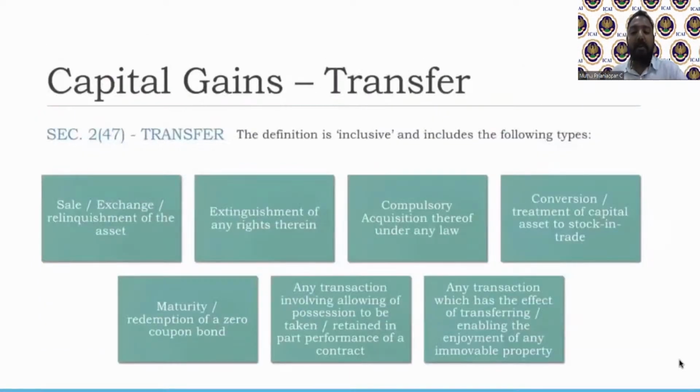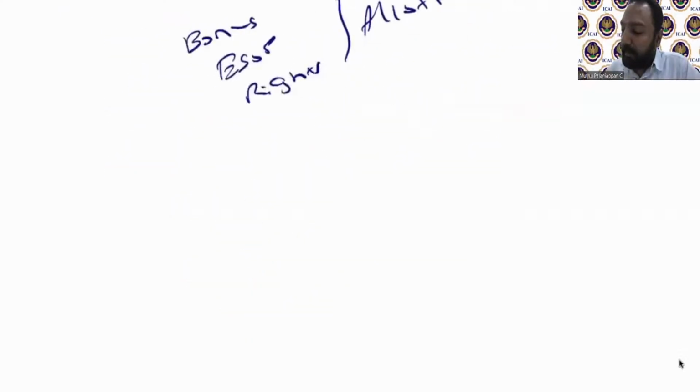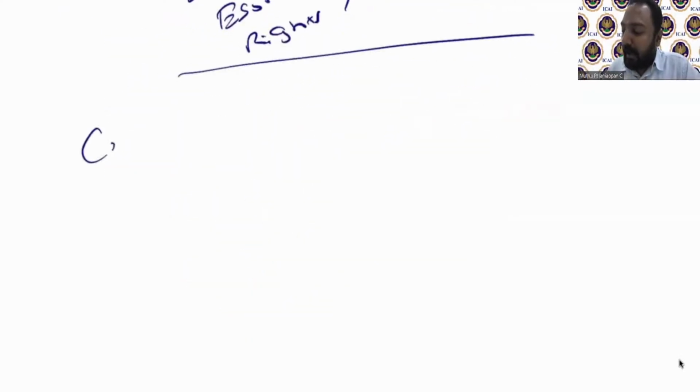Okay. So now we'll move on to the next concept. We now know there is a capital asset. Okay. Now we'll just understand this. Okay. We have a capital asset.